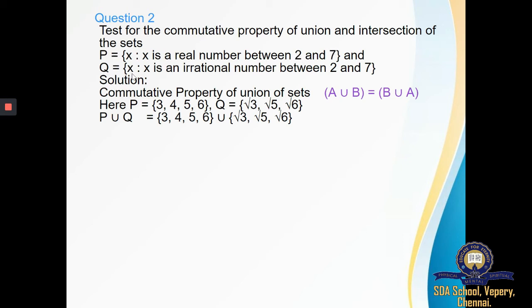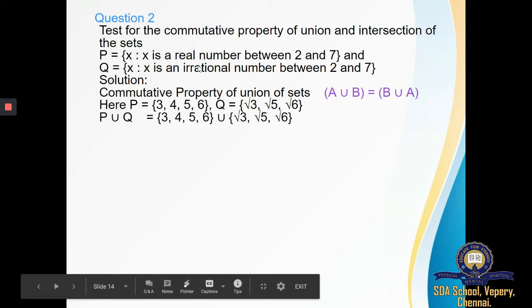All right, next you have Q is equal to {x : x is an irrational number between 2 and 7}. All right, irrational number. What do we mean by irrational number?